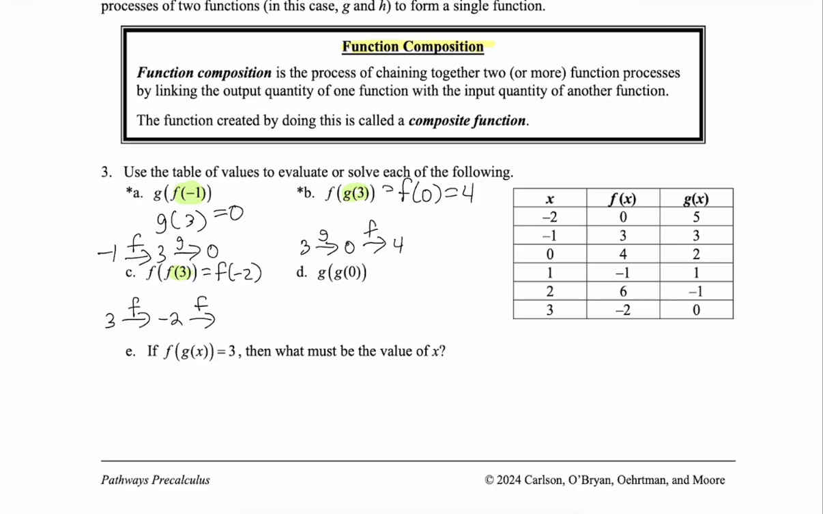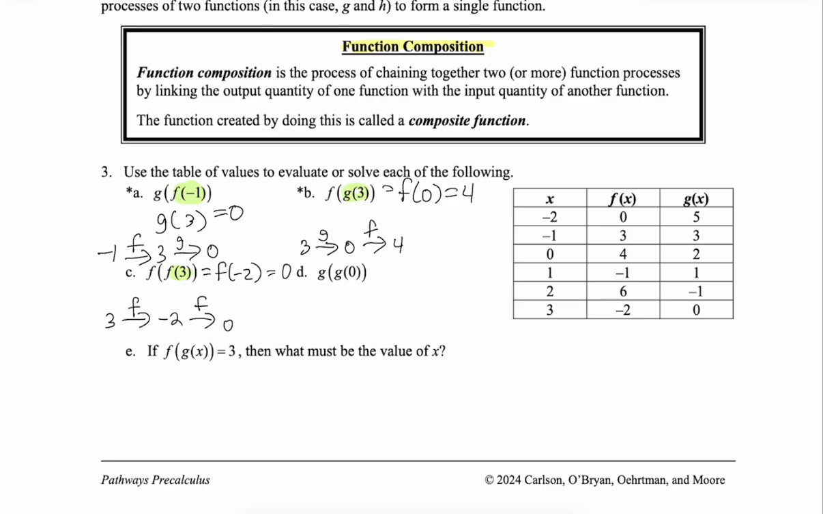Well, we have to use our f function again, because we found that f of 3 gave us negative 2, but we still have an f there. So we have to use the f function one more time. So let's go over to the chart. If we find negative 2 as our x, and we find our f, it is 0. So our final answer is 0.